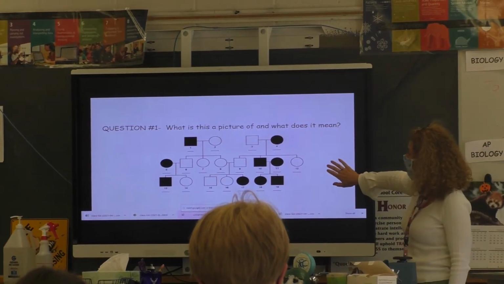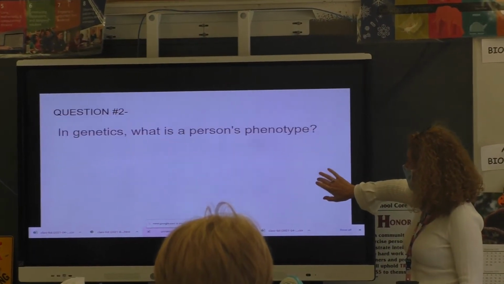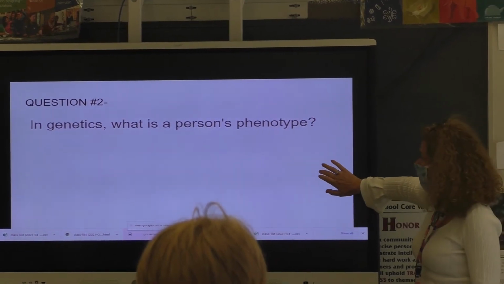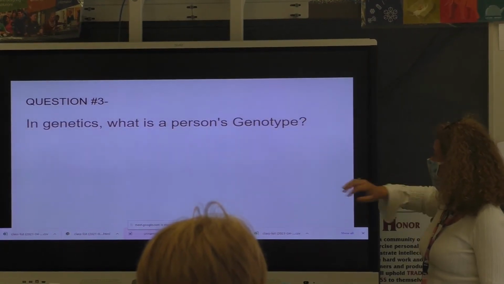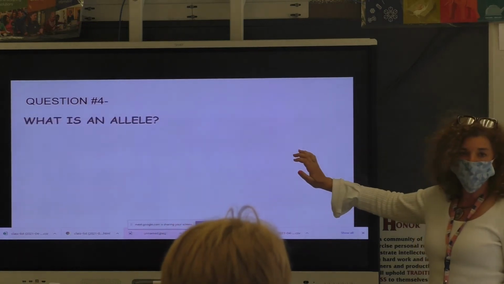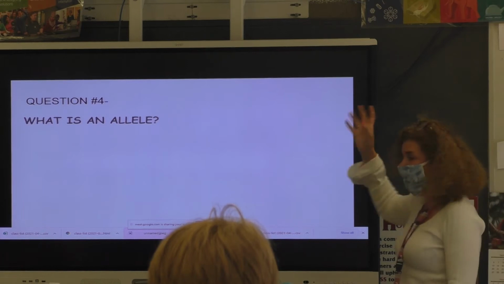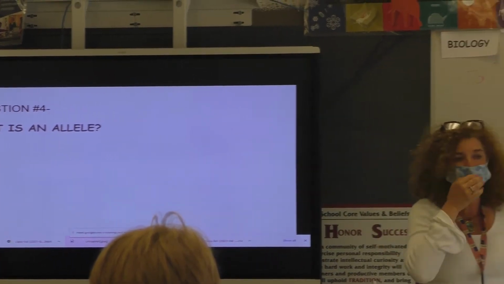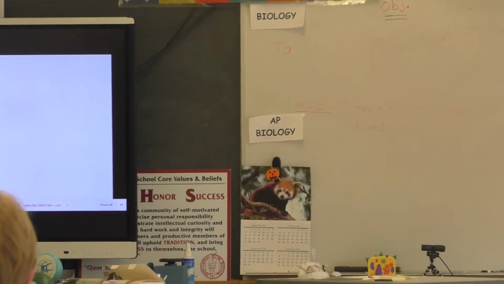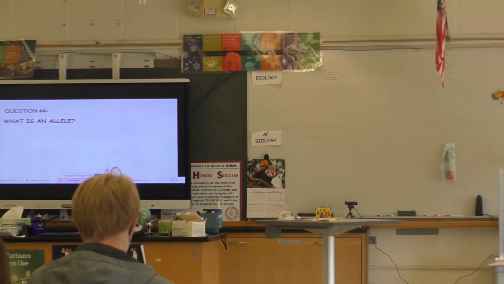Okay, so that's question number 1. Number 2 is on phenotype. Number 3 is on genotype. And number 4 has to do with alleles. Pick one of those 4 questions and we'll take about 5 minutes for you to answer it and then turn it in so that I know you're done. Anybody at home, do you have questions on the do now?